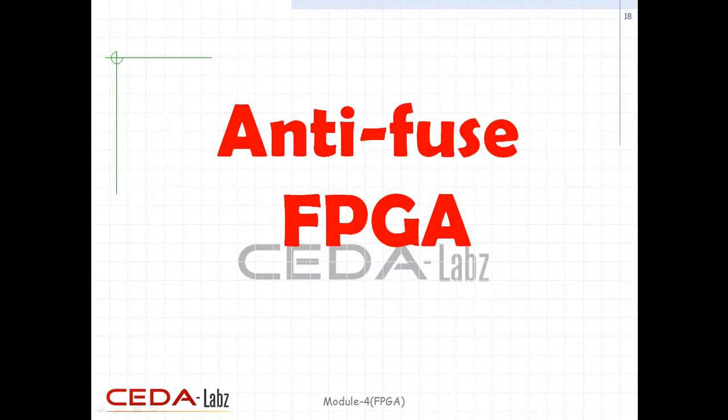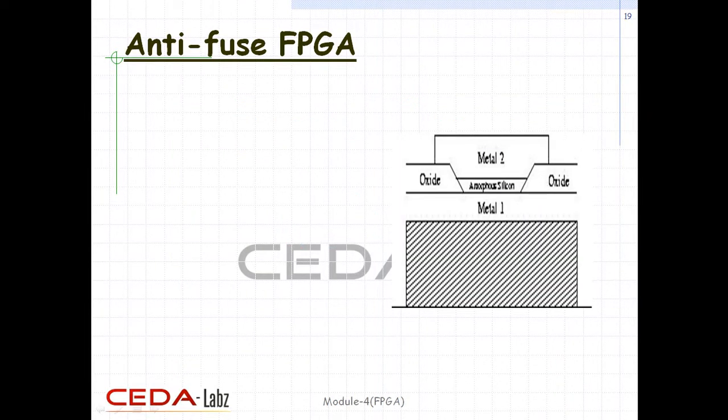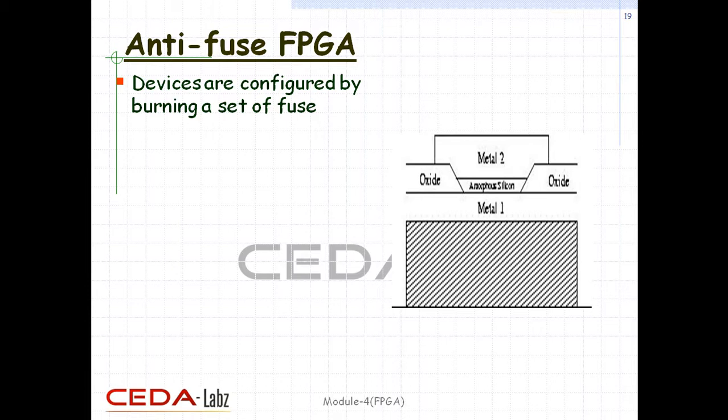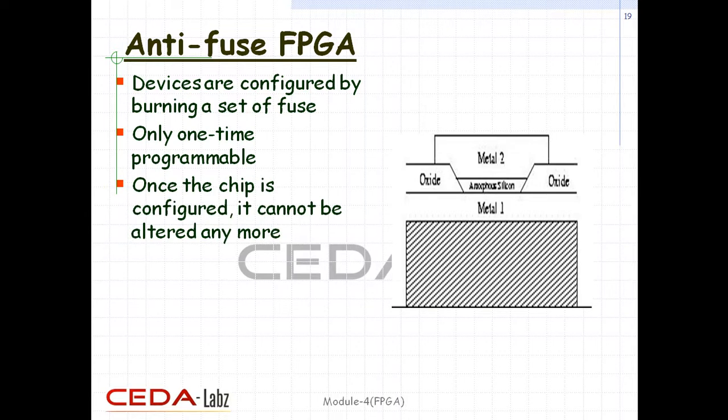First, let's discuss anti-fuse technology FPGA. In anti-fuse technology, there is a set of fuses. An FPGA device is configured by burning a set of fuses. An anti-fuse is fabricated as a normally open disconnection, and a connection in the technology is established by burning the fuses. Once the FPGA is configured, it cannot be reprogrammed again. So, basically it is a one-time programmable technology.